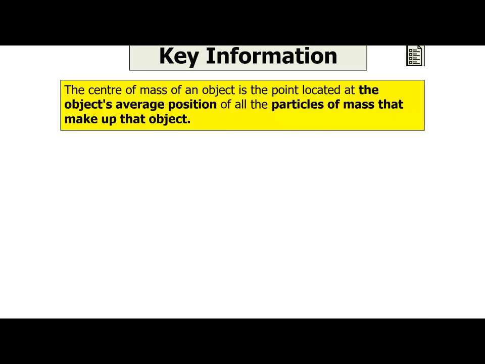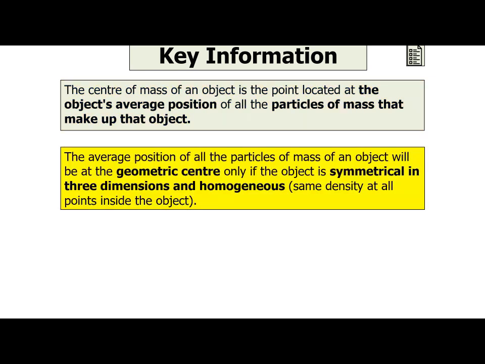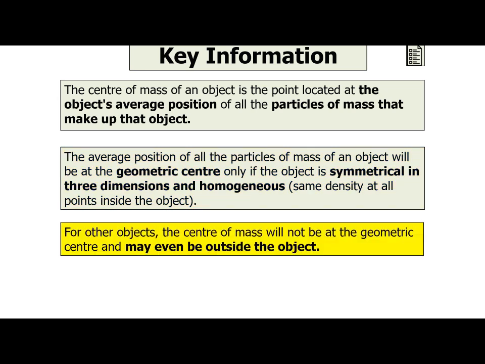Now the centre of mass of an object is the point located at the object's average position of all the particles of mass that make up the object. Now the average position of all the particles of mass of an object will be the geometric centre only if the object is symmetrical in 3 dimensions and homogeneous, so it has the same density at all points inside the object. Now for other objects, the centre of mass will not be the geometric centre, and in some cases could even be outside the object itself.